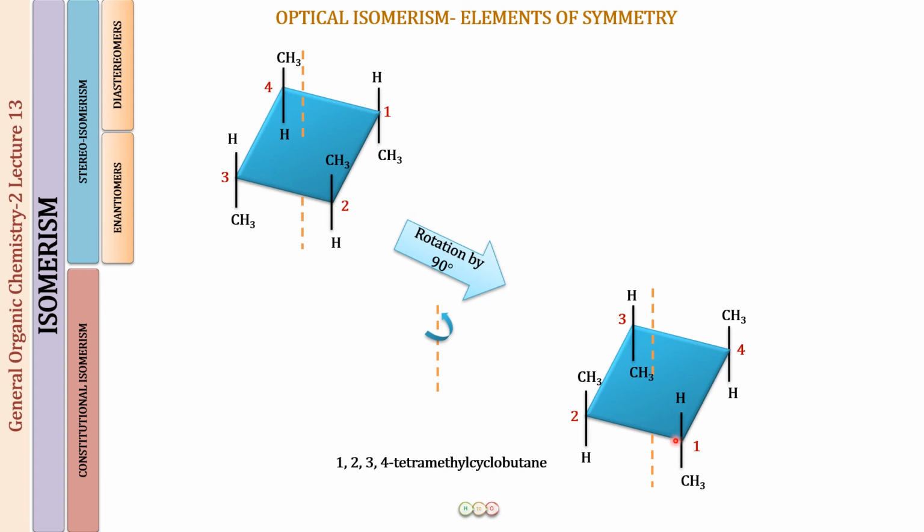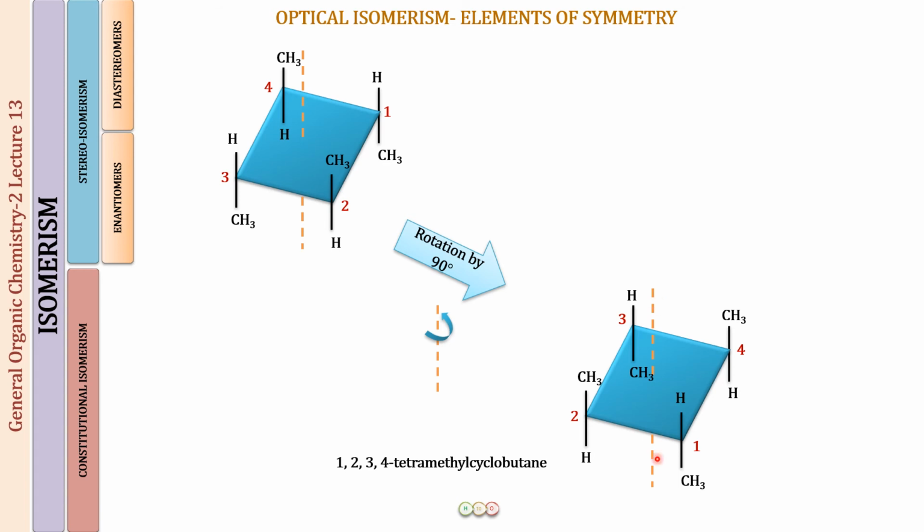Why are they the same? Because all four have the same groups attached to them. So this is also going to be 1,2,3,4-tetramethylcyclobutane. I am just looking at it from a different side, and that is the only difference. Even if I rotate it by 90 degrees, a further 90 degrees, and a further 90 degrees, I will be getting the same molecule.